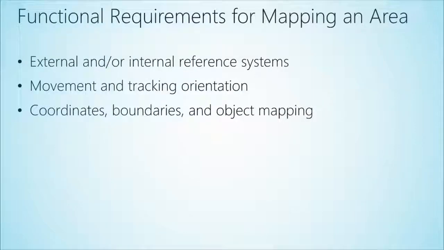Perfect. Movement and tracking orientation. So these are the things you need to think about, right? External, internal reference system, movement and tracking orientation, and then coordinates, boundaries, and object mapping, all right? And you have to do it in that order.